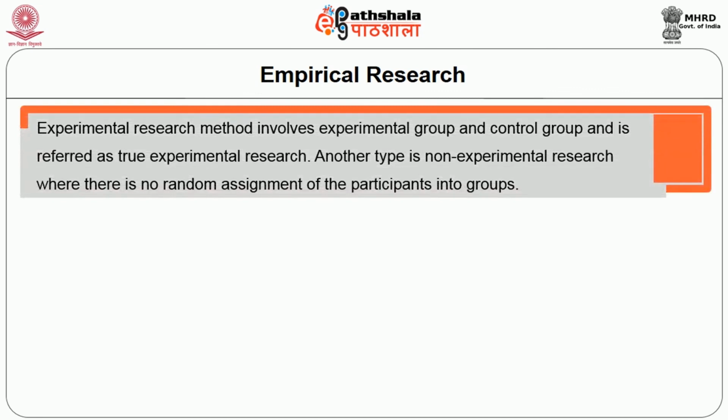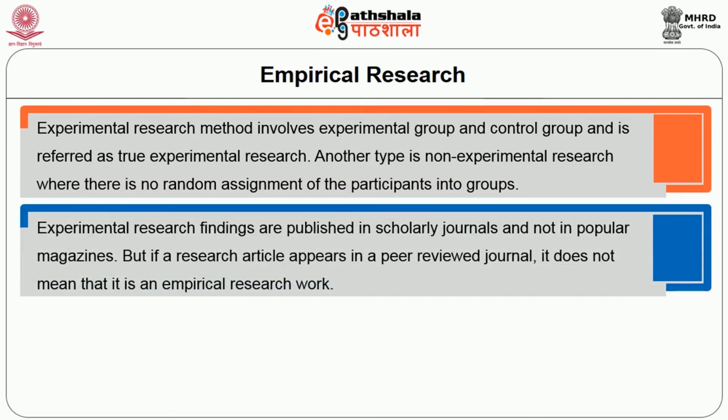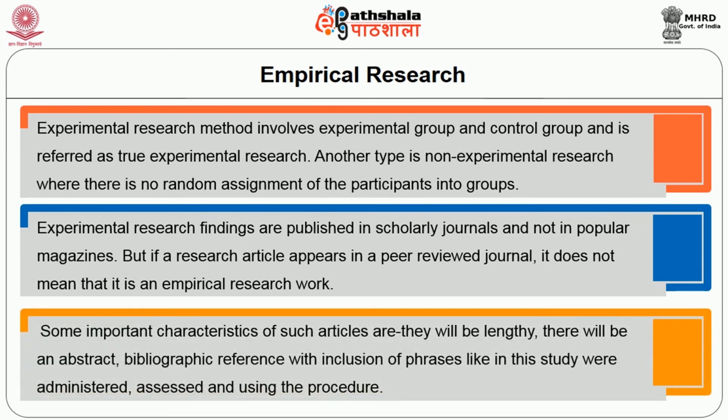Experimental research method involves an experimental group and a control group and is referred to as true experimental research. Another type is non-experimental research, where there is no random assignment of the participants into groups. Experimental research findings are published in scholarly journals and not in popular magazines. But if a research article appears in a peer-reviewed journal, it does not mean that it is an empirical research work. Some important characteristics of such articles are: they will be lengthy, there will be an abstract, and bibliographic references, with inclusion of phrases like "in this study," "were administered," "assessed," and using the results.